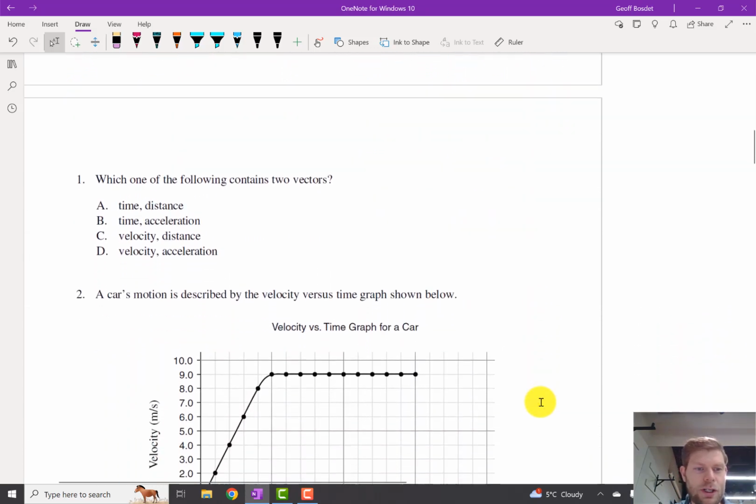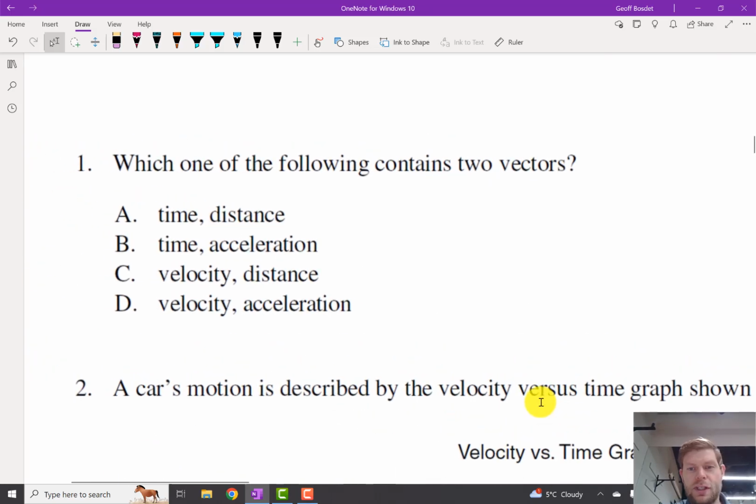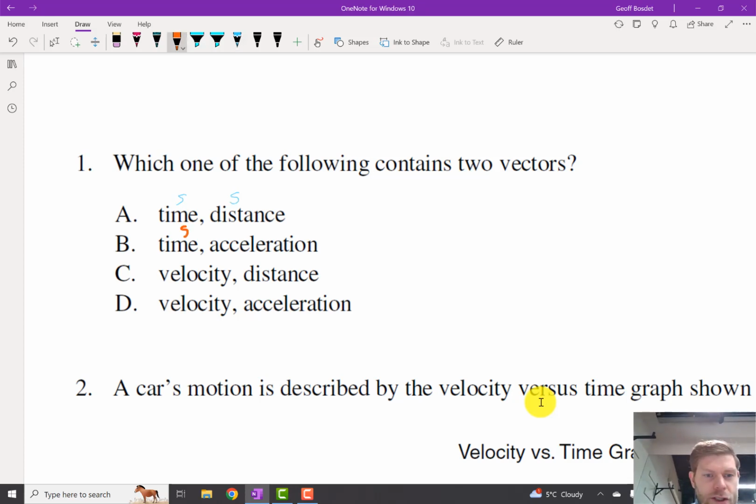All right, next one. This one's pretty basic. Which of the following contains two vectors? Time is scalar, distance is scalar, so that's not it. These are not the ones that we are looking for. Time is a scalar. It's not got a direction. So many seconds north doesn't make sense. Distance is, again, a scalar. That is the scalar version of displacement, kind of your run distance or whatever. But these guys, these are both vectors. Velocity is a vector, acceleration is a vector. So that is our answer.